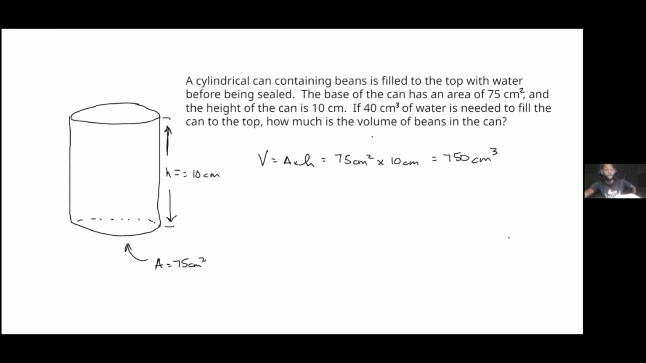Now, 40 cubic centimeters of water will fill this can. So subtract that from this, then we'll have the volume of the beans in the can, right? 750 minus 40, 710. That is your volume of beans. Okay, let me know if you got that. That's a geometry type problem, short and sweet.